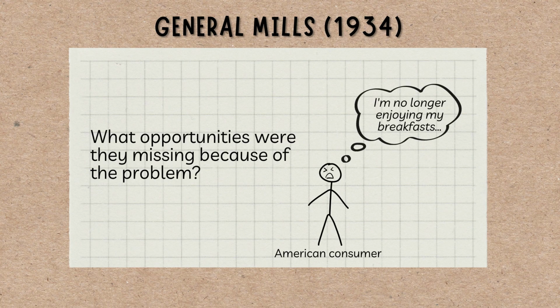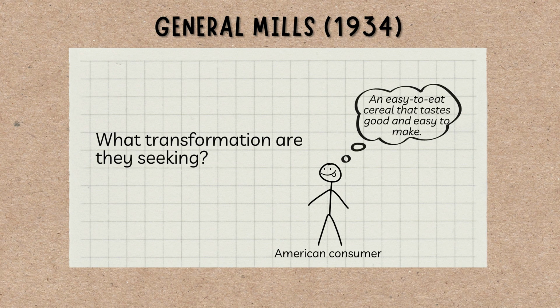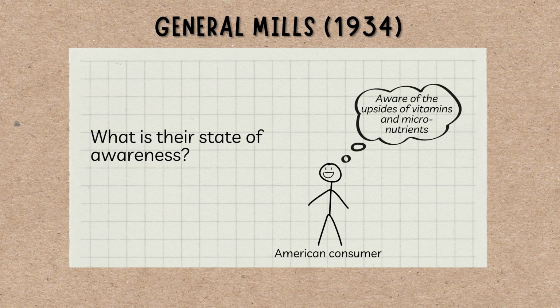Number 3, what opportunities were they missing because of the problem? American consumers were no longer enjoying the breakfast because when they mixed milk with Wheaties, it just got soggy. The next one is, what transformation are they seeking? Well, they were just looking for an easy-to-eat cereal that tasted yum and was also easy to make. What is the state of awareness? Well, now the American consumer had learned about vitamins and micronutrients.